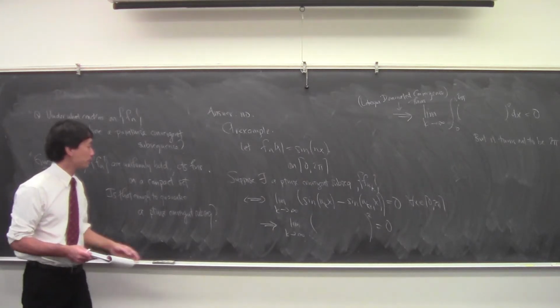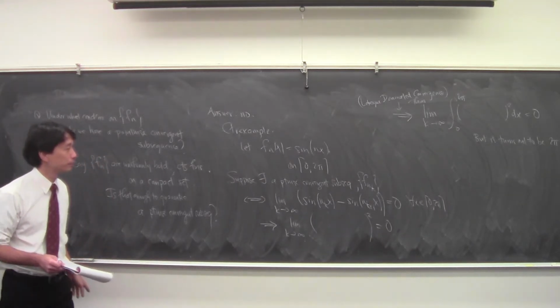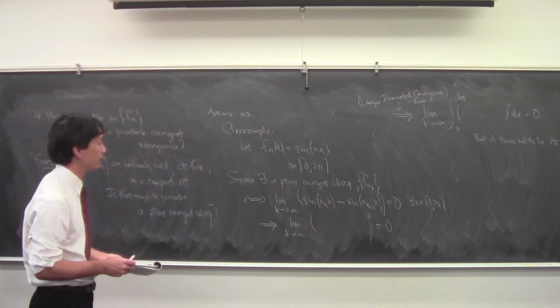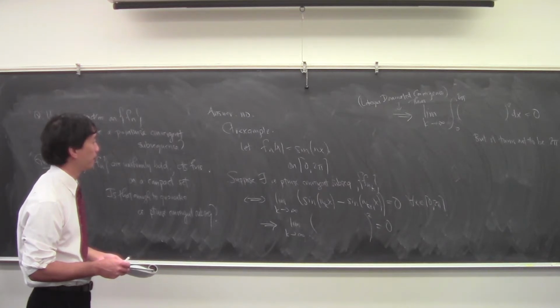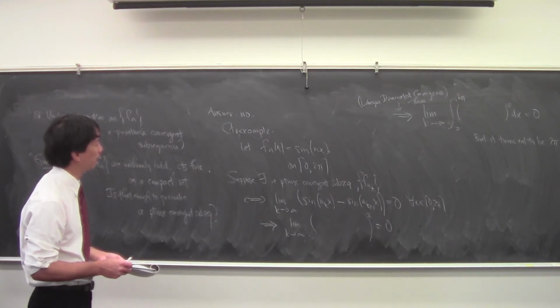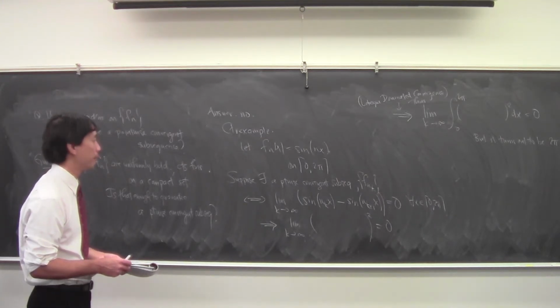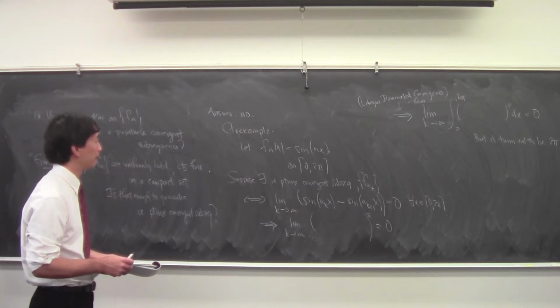Professor? Yeah. In the step by taking limits, I was wondering if there are any points between sin(n_k x) and sin(n_{k+1} x), because taking the difference implies that there are points in between. Why are we not just doing sin(n_k x) minus sin(nx)?